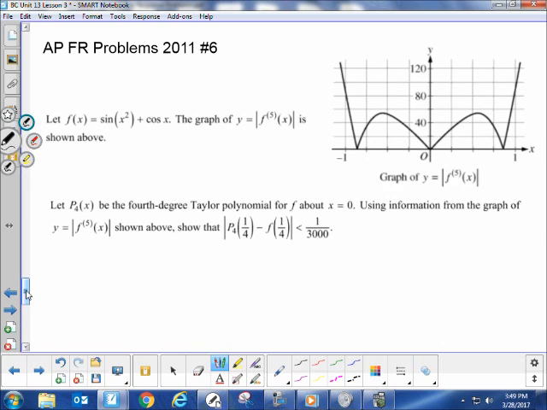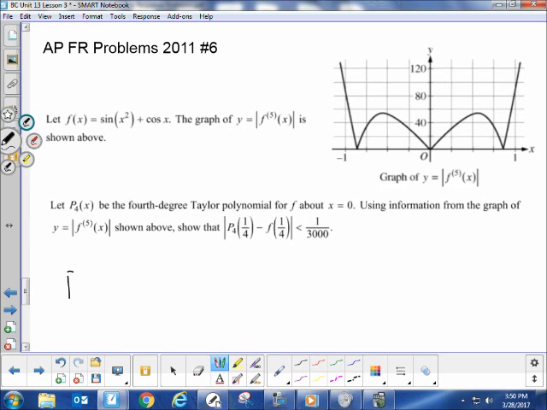Like 2011 number 6, probably part D. Okay, we have the graph of the fifth derivative of f. We are asked to let the fourth degree Taylor polynomial for f about x equals 0 be P sub 4. Use the information from the graph of the fifth derivative and its absolute value to show that P4 of 1/4 minus f of 1/4 is less than 1 over 3,000. Okay?